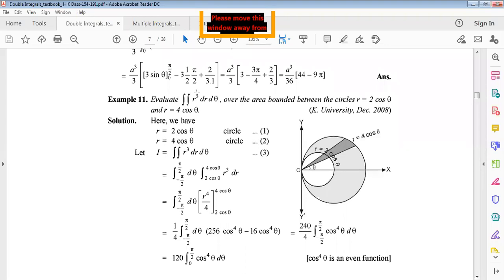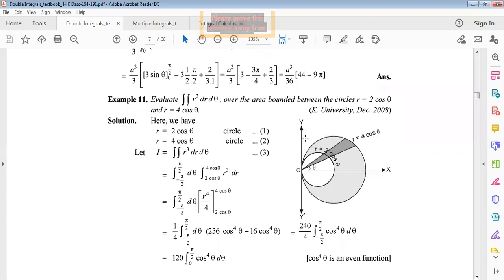Now let us consider this total double integration, denoted by I equals the integral of r cube dr d theta. The function f(r, theta) is only r cube. So the limits will be minus pi by 2 to plus pi by 2. This is the first quadrant and this is the second quadrant, starting from minus pi by 2 to plus pi by 2.